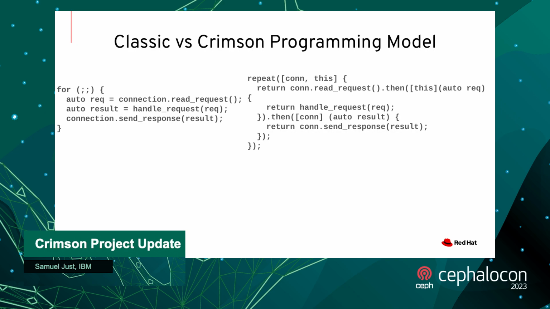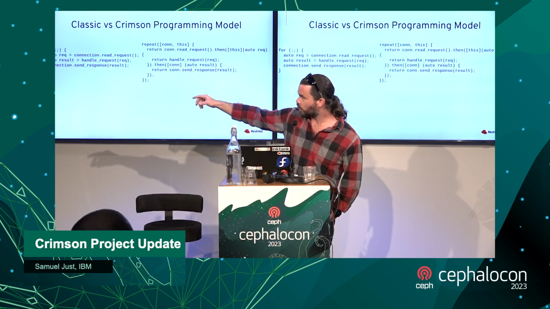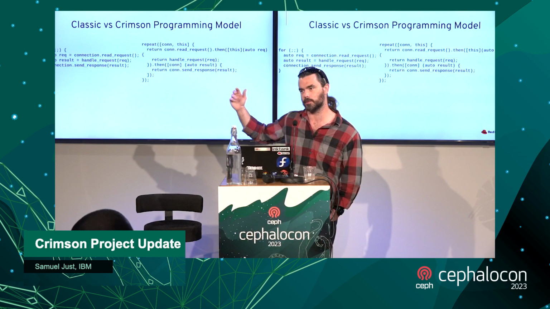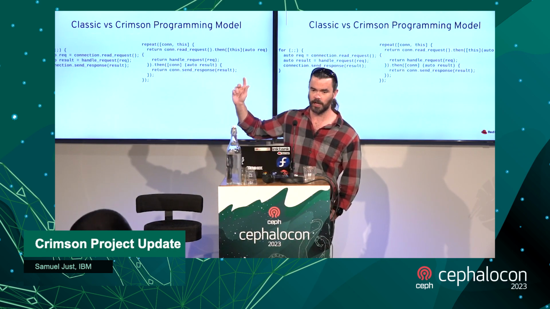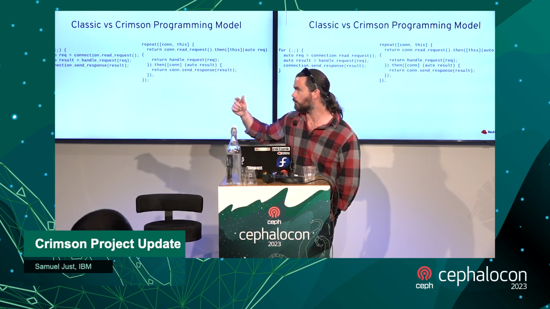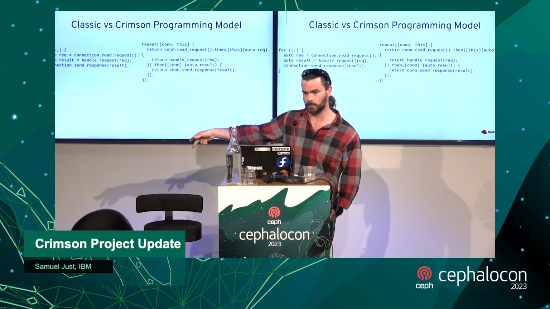In a loop, we repeat: create a future, read request, and then we chain a callback, which handles the request, onto which we chain another callback, which sends the response. So if any of these things need to block, they simply return an unfinished future back up to the scheduler, which runs something else in the meantime. But if they don't need to block, it just runs to completion.